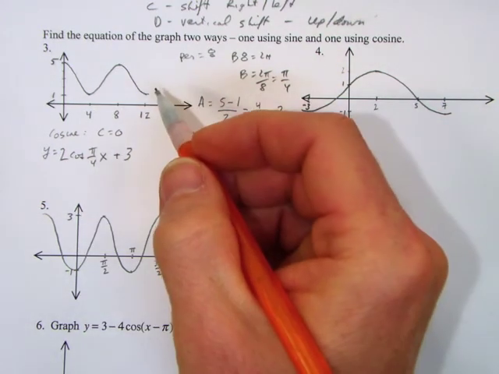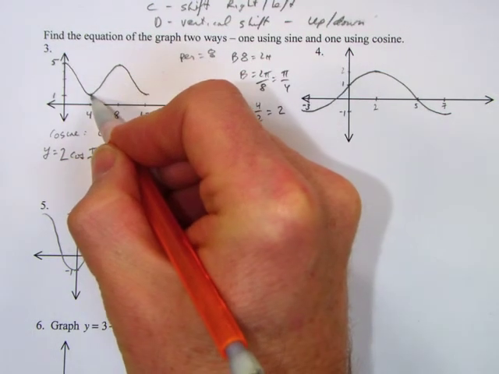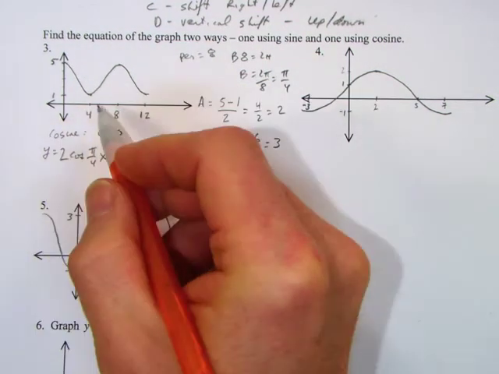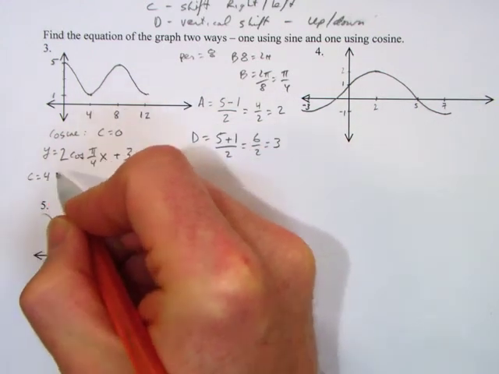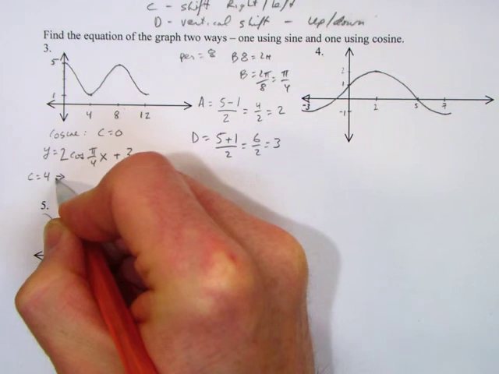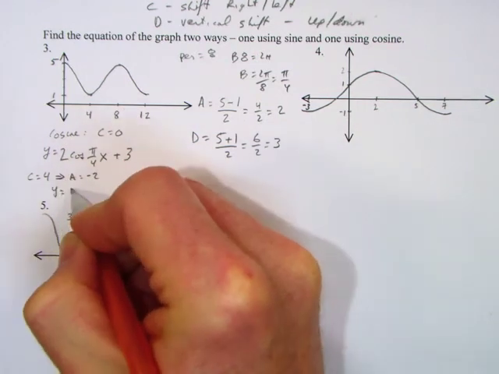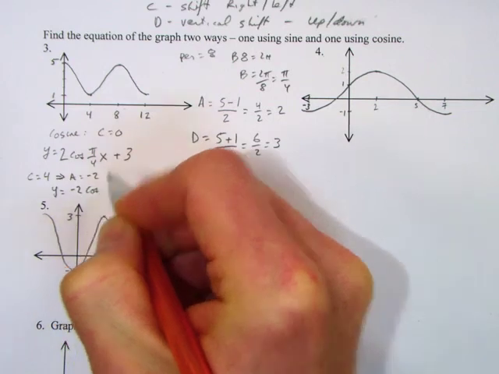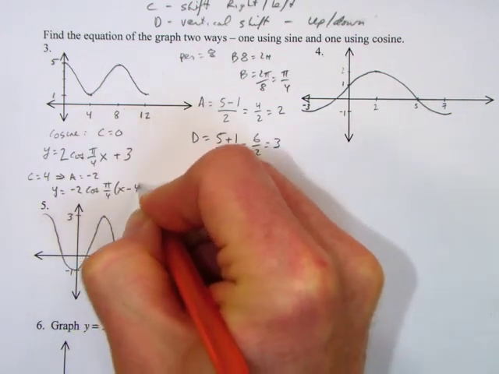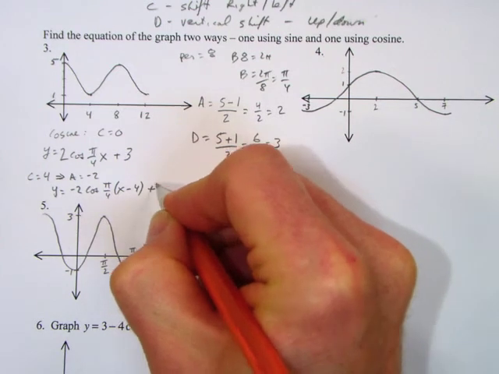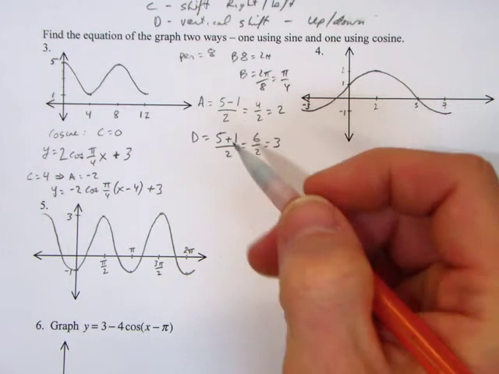Now, what would happen if I said, hey, I want to start it down here instead? Well, what would that be? That would be a C of 4, but then if C is 4, that would make A be negative 2. So this would be y equals negative 2 cosine of pi over 4 times x minus 4, because we're shifting 4 right, plus 3. I just want to show that there are multiple different answers here.